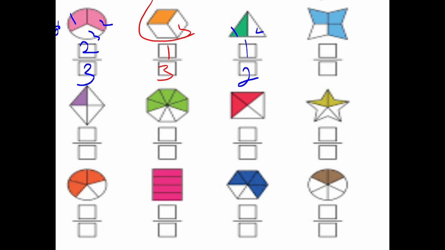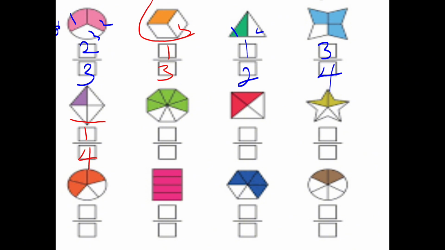Very good. 3 over 4. Right. And for this one, very good. 1 shaded part out of 4. That is 1 over 4. Brilliant.